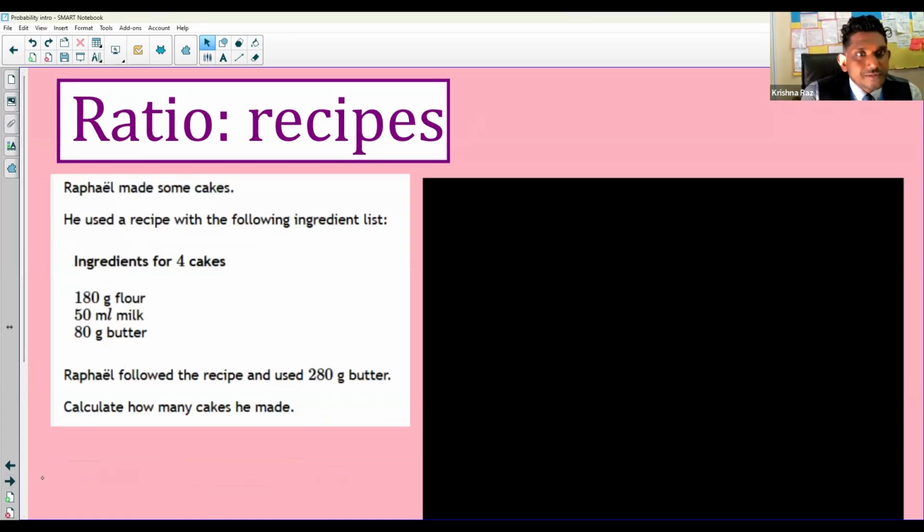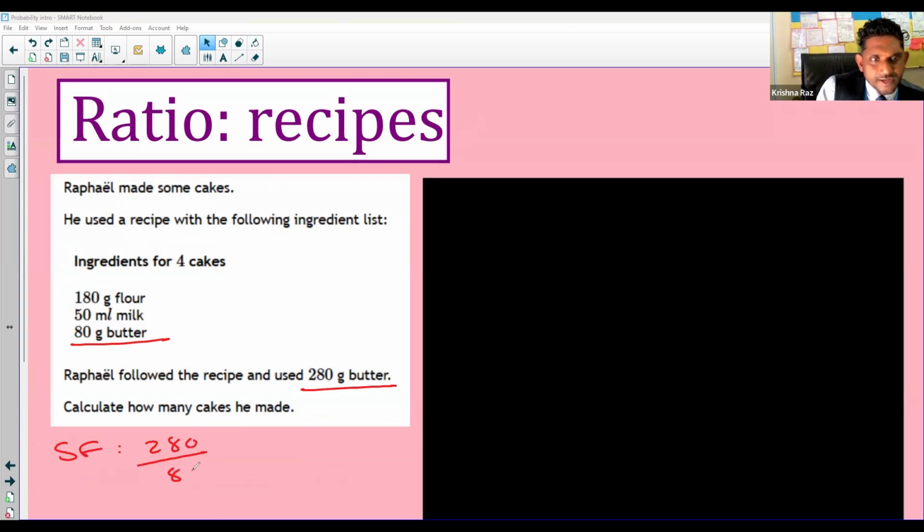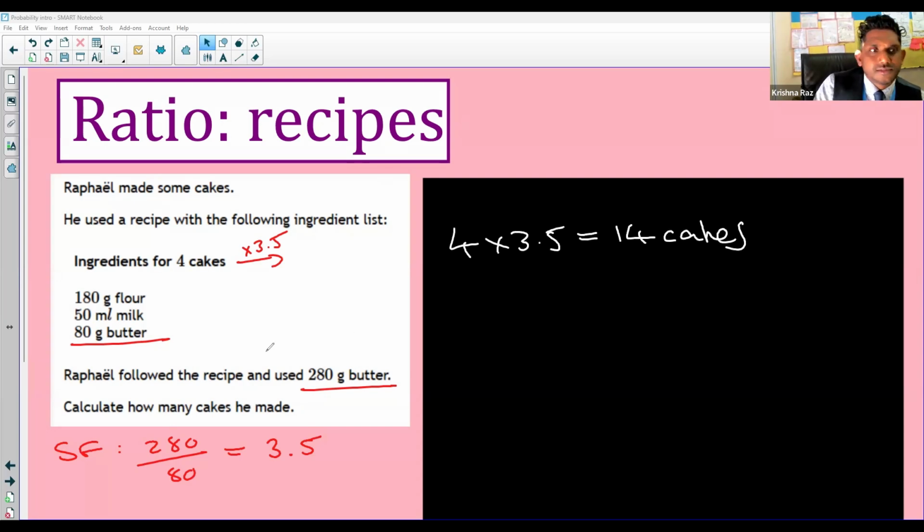So this time Raphael is making cakes and he has 280 grams of butter. And that's how many he needs for 4 cakes. So the scaling factor will be 280 divided by 80. 280 divided by 80 is 3.5. So he's got enough to make 4 times 3.5 cakes, which is 14. Yeah, so he can make 4 times 3.5 equals 14 cakes.